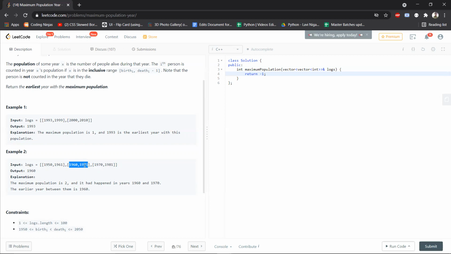The second person died in 1971, but he will be counted as a person who's alive in 1970, and then another person was born in 1970, which means that there were 2 people alive in 1960 and 1970. So we have 2 years with the maximum population of 2, the earlier one of them being 1960. So our output is 1960. I think the problem is understood. We have to include the person in the year he's born, but we do not include the person in the population the year he dies. This is something you need to keep in mind.